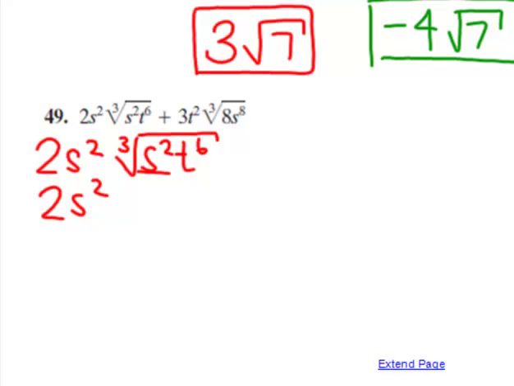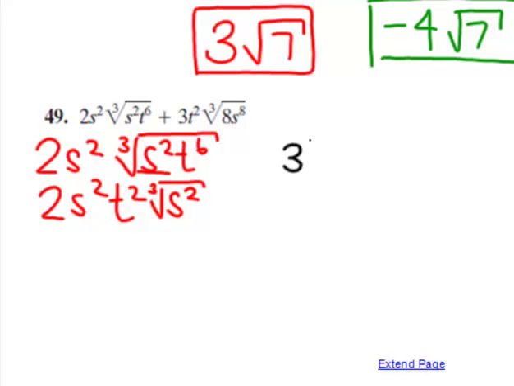But I can take out some t's. 3 goes into 6 exactly twice. So I can take out 2 t's, or 2 groups of 3 t's, and that leaves me with the cube root of s squared. So that one's all simplified. Let's see if we can simplify the other one.